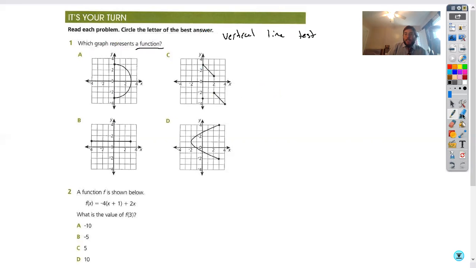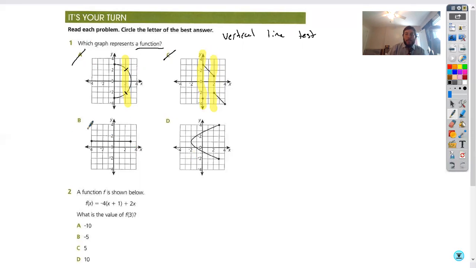So our vertical line test, we're just drawing a straight vertical line, and if it hits more than once, not a function. So here, our vertical line hits twice, not a function. Take a look at our second one here. This one here, can draw a line here, hits 2 points. Also here, hits 2 points. So definitely not a function.